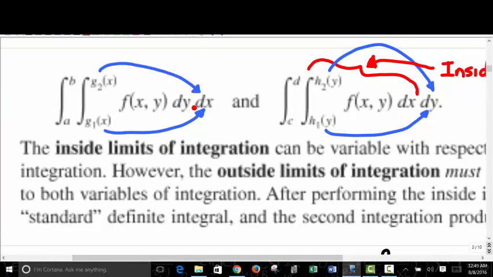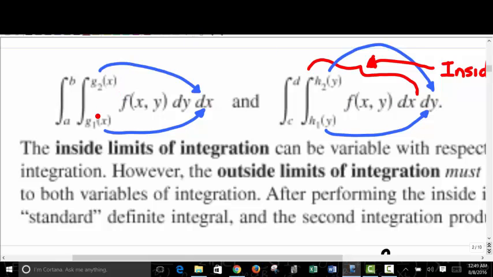There are two possible orders of integration for these double integrals, assuming the variables are y and x. You can go dy dx, which means you integrate with respect to y first, then x. You work your way inside out. And over here, it would be dx, then dy.